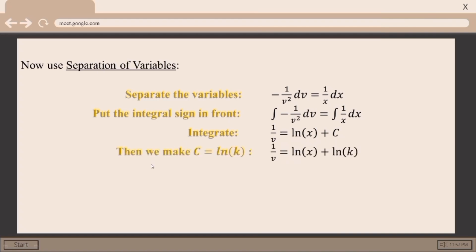Then we let c equal ln k. So we come up with 1 over v equals ln x plus ln k. Then combine. If you combine this, it becomes 1 over v equals ln kx. And then simplify, so v equals 1 over ln kx. Did you get it?